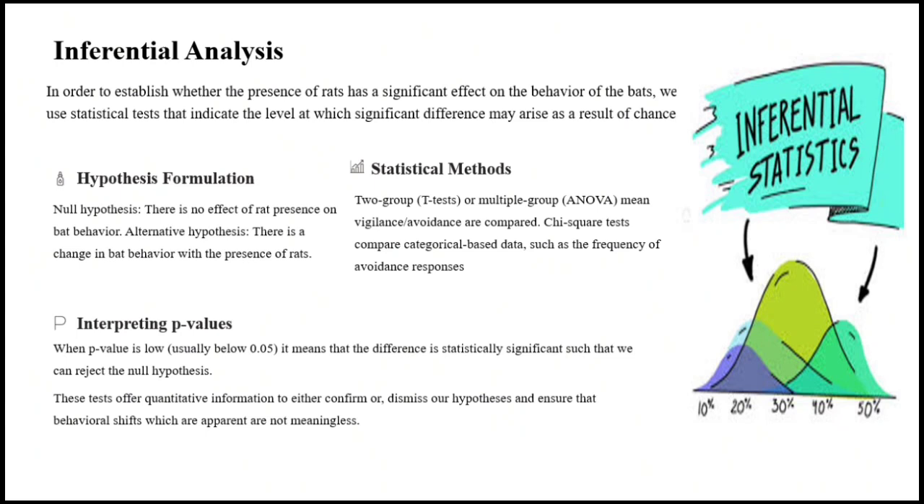To test this, I applied different statistical methods depending on the data type. For continuous measures like vigilance or avoidance scores, I compared group means using t-tests or ANOVA. For categorical data such as the frequency of avoidance responses, I used chi-square tests. The key part of interpreting these results was looking at the p-value. A low p-value, usually below 0.05, indicates statistical significance, which allowed me to reject the null hypothesis and conclude that the patterns I observed were not just due to chance. So this inferential analysis gave me a way to check if the behavioral changes were truly meaningful.